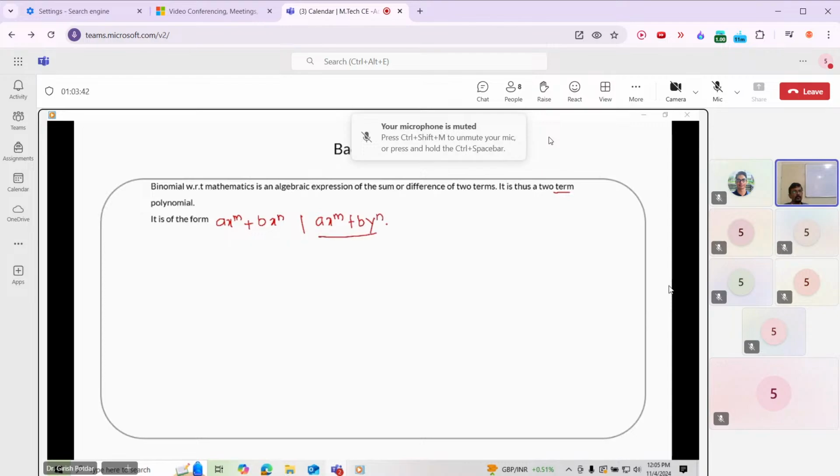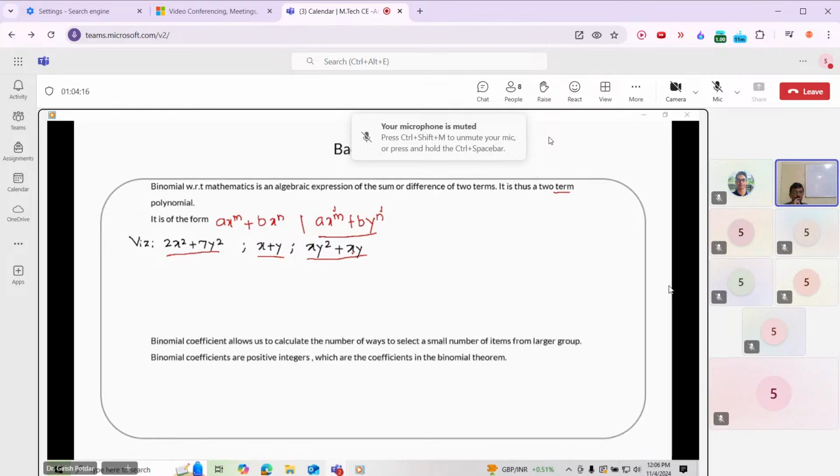So this is a general form because there are two terms and they involve a summation, but you can just look at these terms. We'll come back to the degree and how it happens. For example, you can look at 2x square plus 7y square, x plus y, xy square plus xy. These are all examples of binomials, right? And binomial coefficients allow us to calculate the number of ways to select a small number of items from a large group.